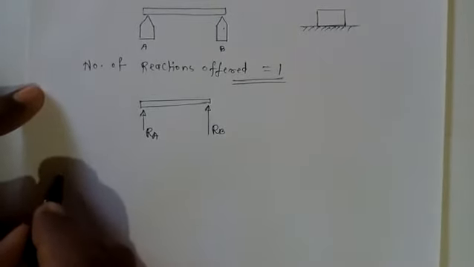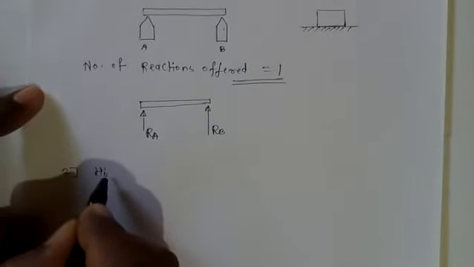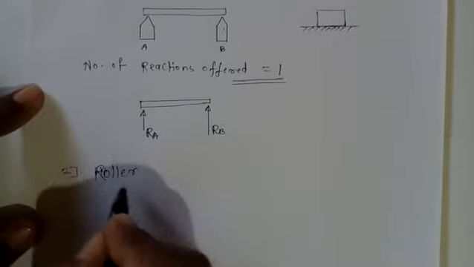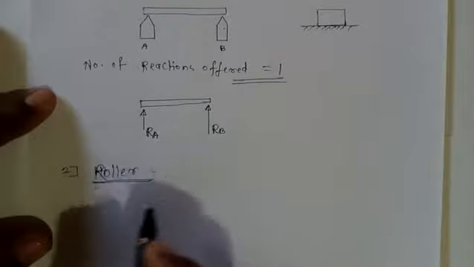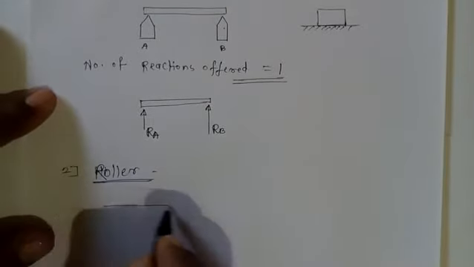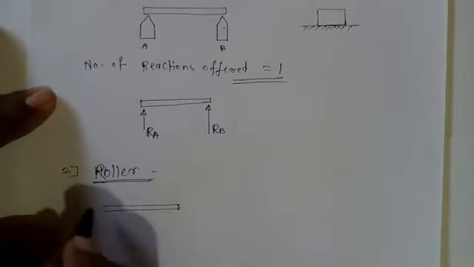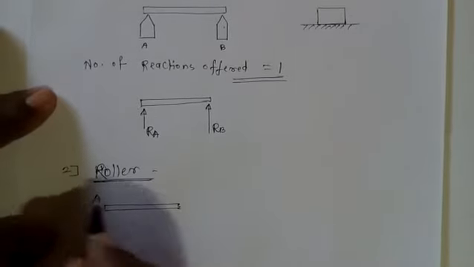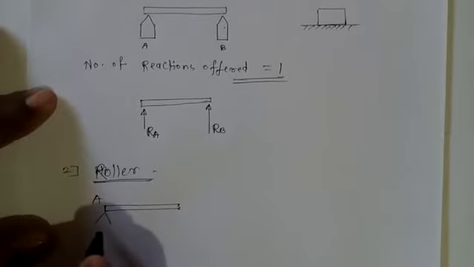Let us move to the next type of support, that is roller support. The second type of support is called what? Roller support. So the roller support is shown like this. Consider this as a beam, and at point A or end A of the beam, a roller is provided.